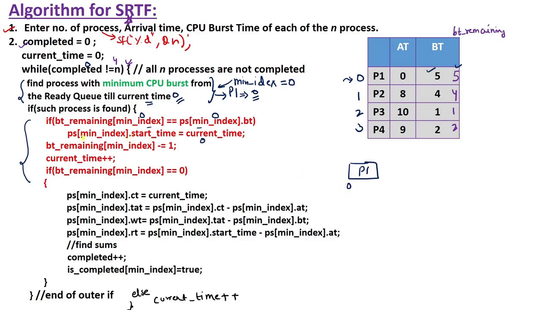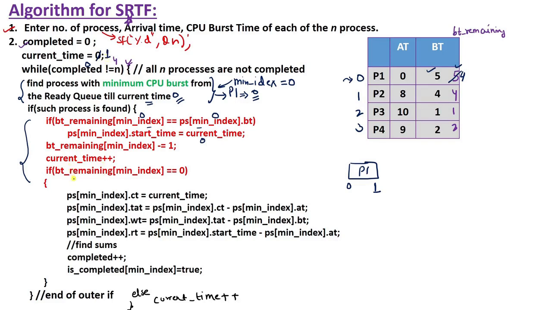After that, we say you just complete 1 unit of time on the CPU. So BT underscore remaining, we are decrementing it by 1. We say, now you are 4, correct? So we have completed 1. Now we will increment the current time by 1. So the current time has now increased to 1.